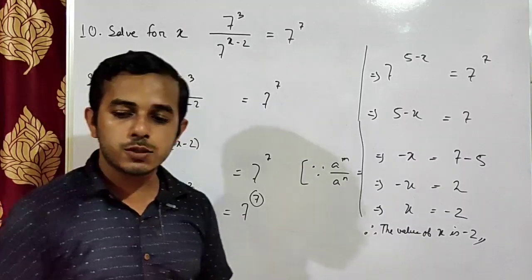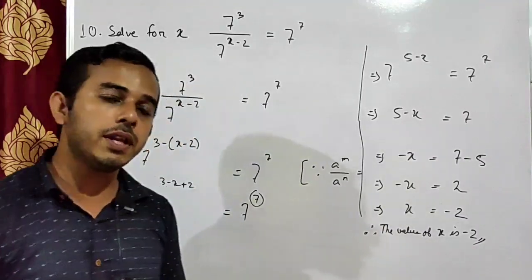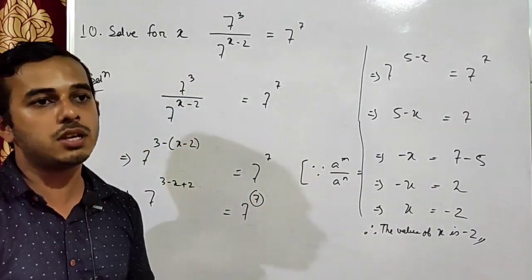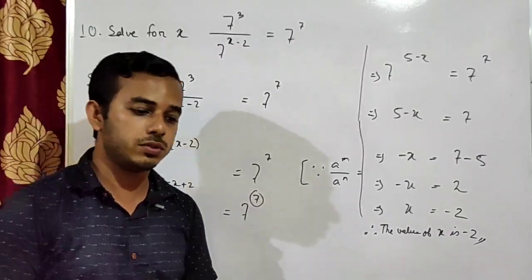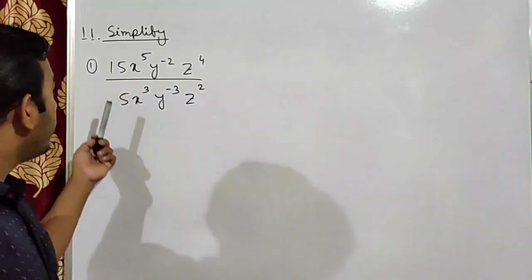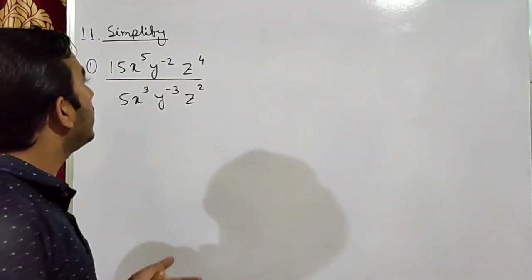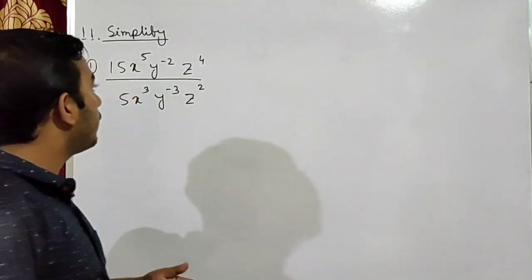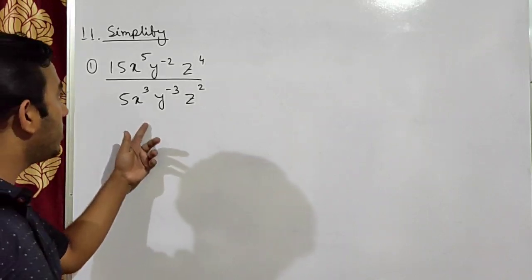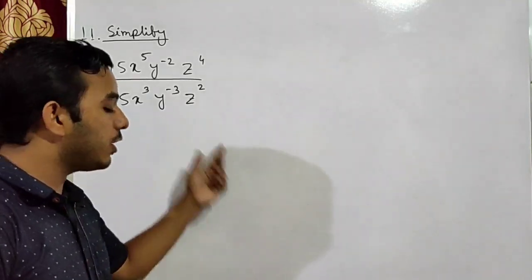Okay, so now let's move to our next question, that is question number 11. This one is also a simplification, very easy. So let's look at the board. Here the expression is 15x to the power 5, y to the power minus 2, z to the power 4, divided by 5x to the power 3, y to the power minus 3, z to the power 2.